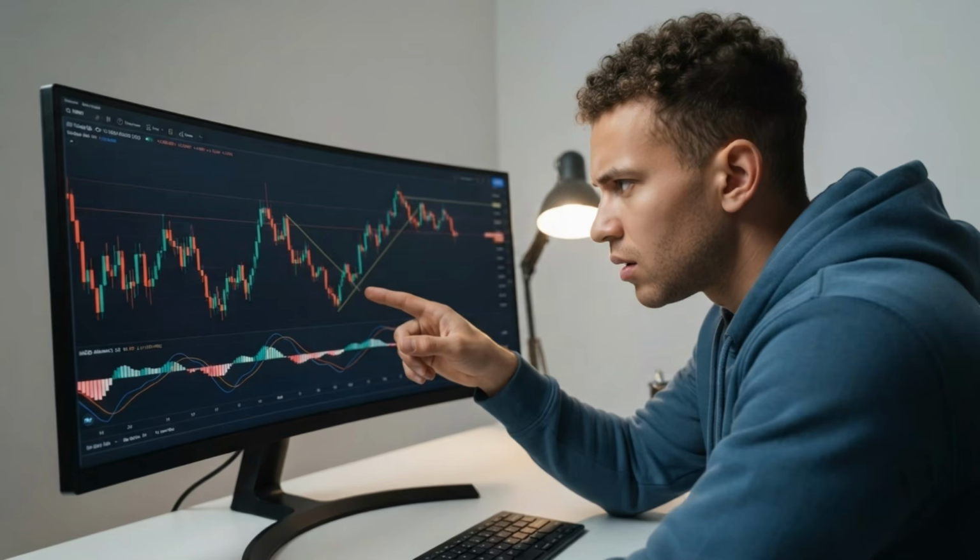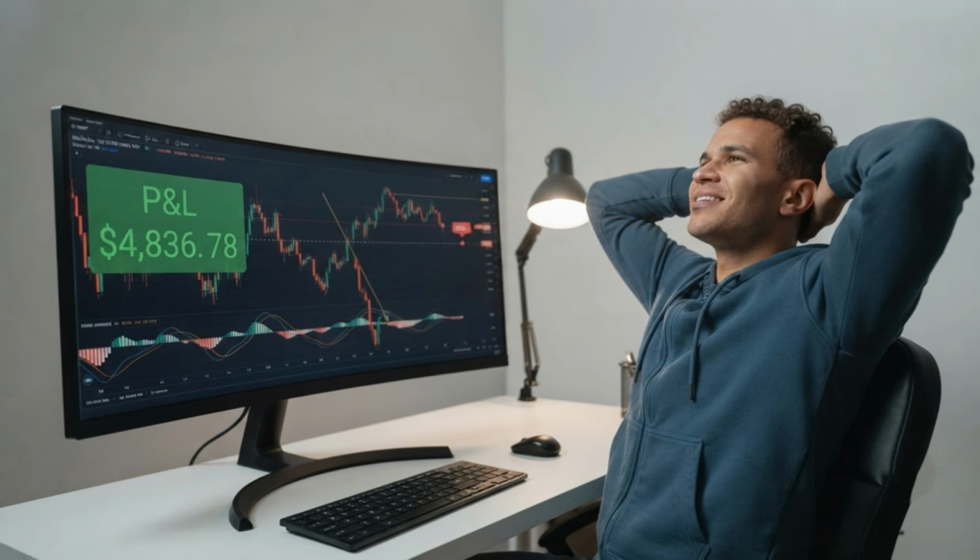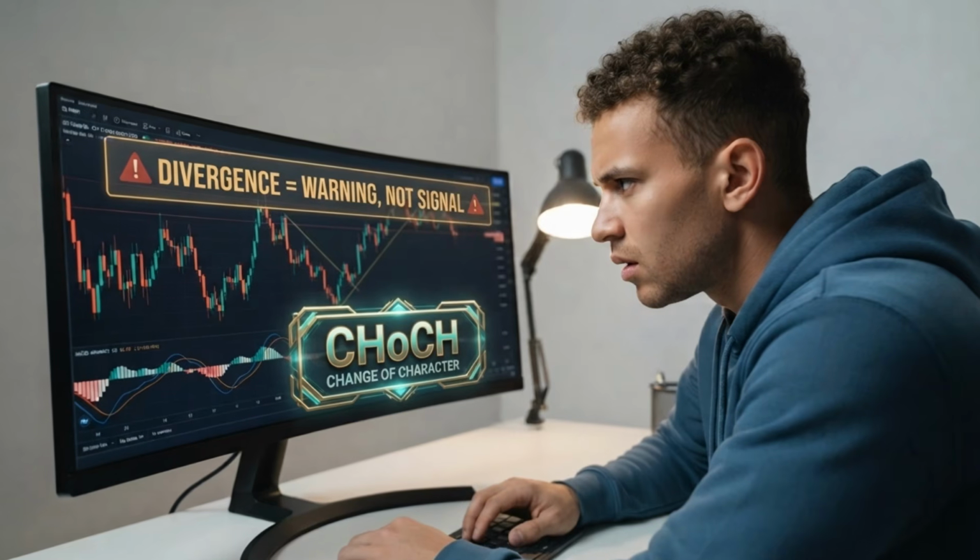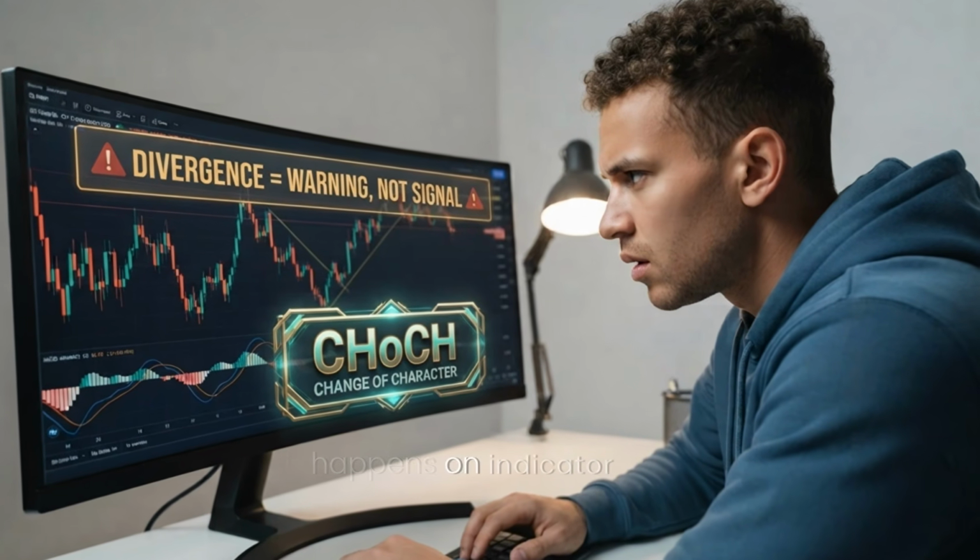Most traders trade the MACD divergence way too early. They see divergence, they jump into a trade, hoping for the best. But a big mistake they make is misunderstanding that divergence is an indication. It's a warning sign. It happens on an indicator, and indicators indicate. And this is where the understanding of price action is so critical.